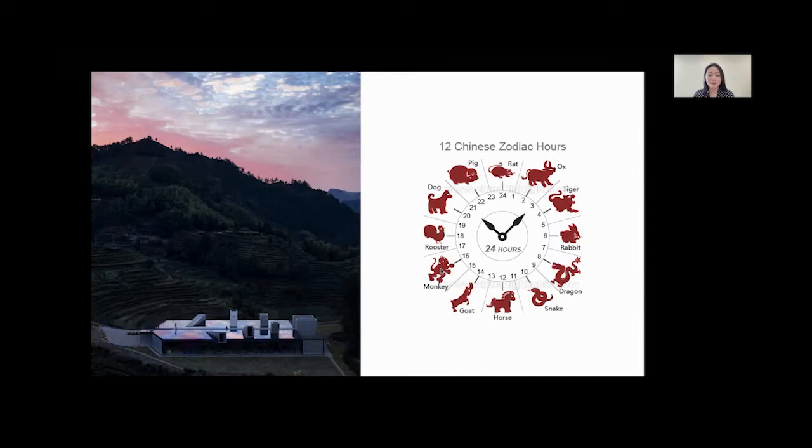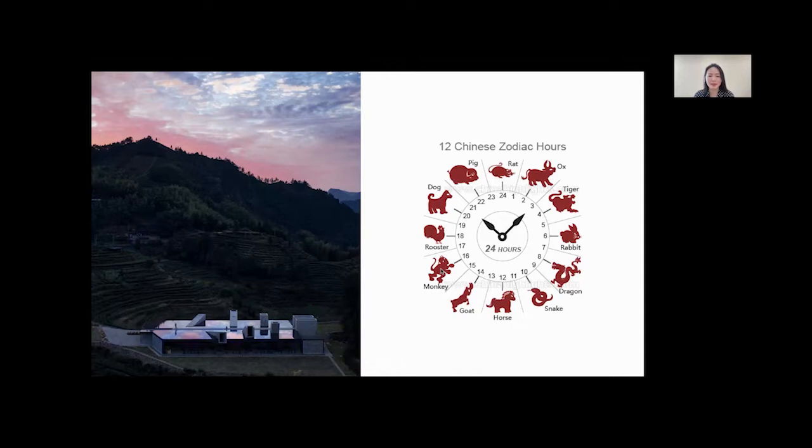The project is not only to integrate production and activities, but also to reveal the basic law of nature and agriculture. In ancient China, a day is divided into 12 zodiac hours based on the activity patterns of different animals. And a year is divided into 24 solar terms as the Chinese agricultural calendar.